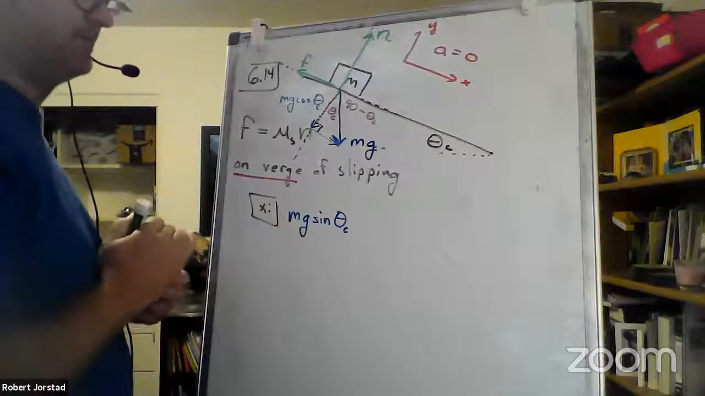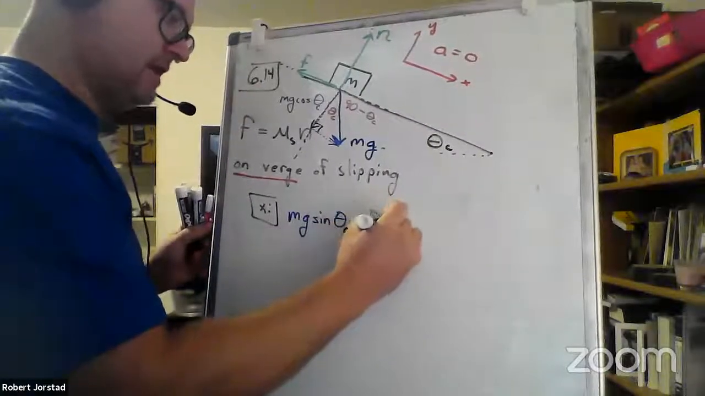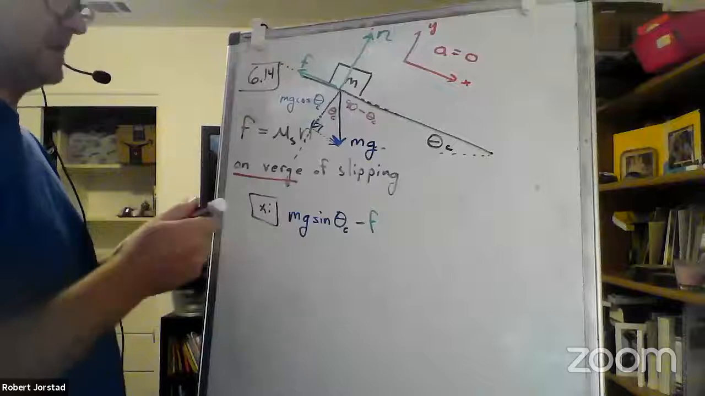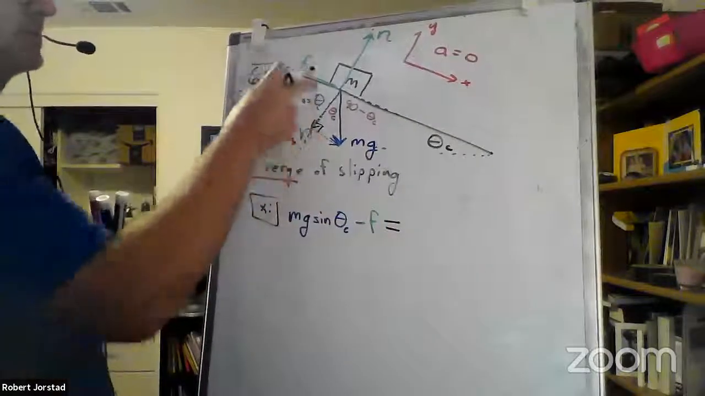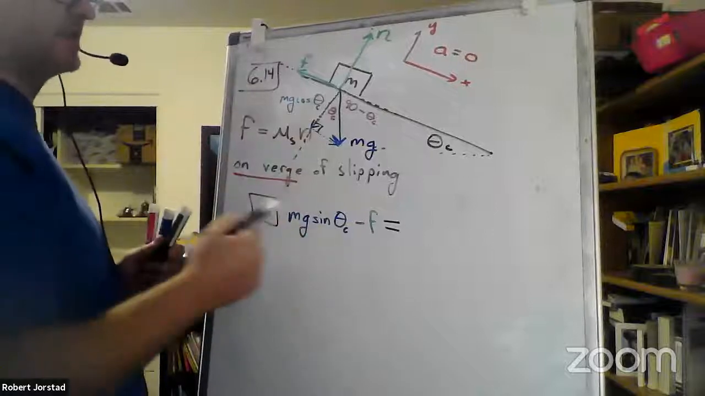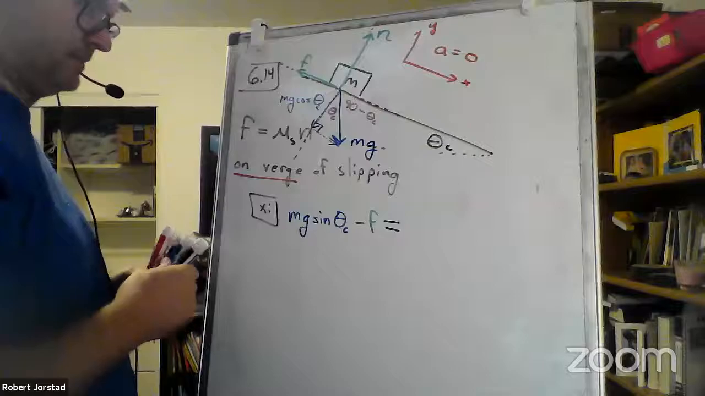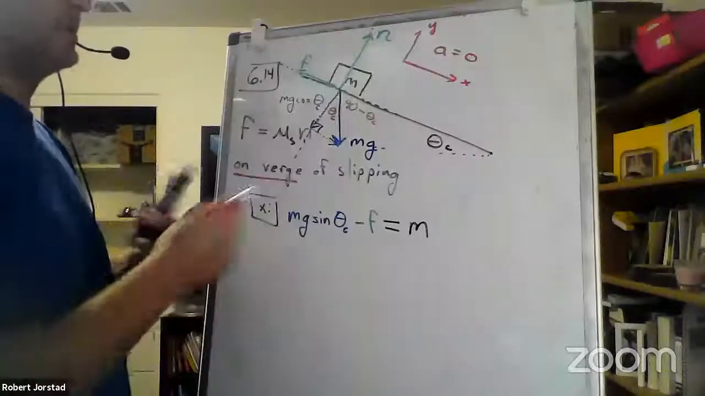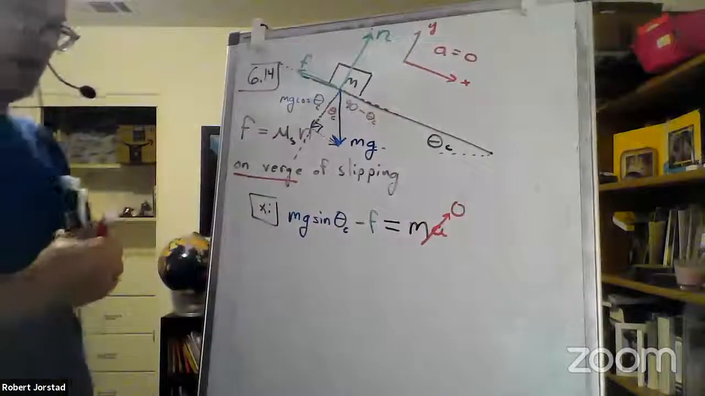Someone else? Negative friction. Negative friction. And then all this is equal to, there's no more in the x direction, agreed? This one and this one are the only ones in the x. So this should all equal what? 0. Yep, because it's mass times acceleration, which is 0. Excellent. Nice job.